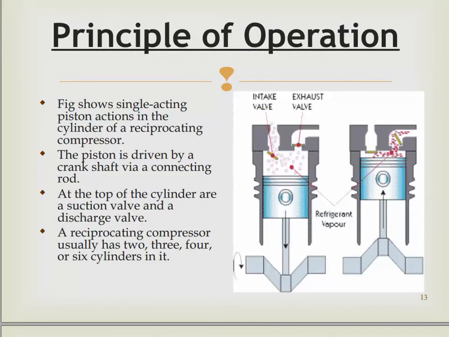Next we will discuss the principle of the compressor. As you can see in this figure, this is the single acting piston action in the cylinder of a reciprocating compressor. The piston is driven by the crankshaft via a connecting rod. At the top of the cylinder there is a suction valve and a discharge valve. A reciprocating compressor usually has 2, 3, 4 or 6 cylinders in it.